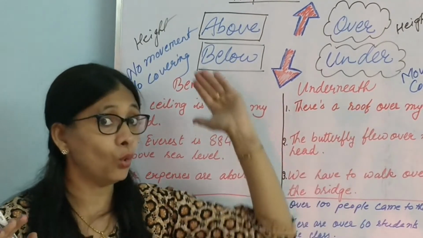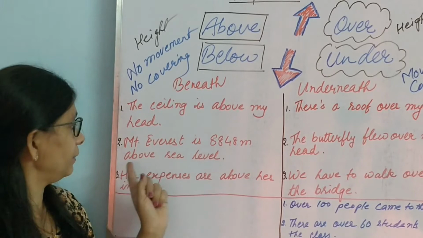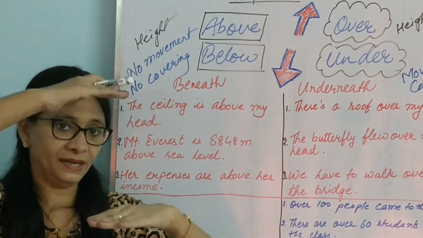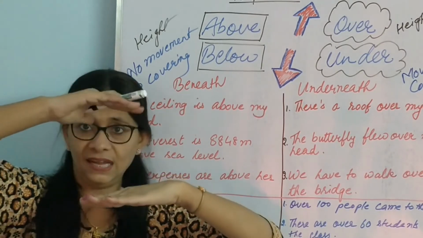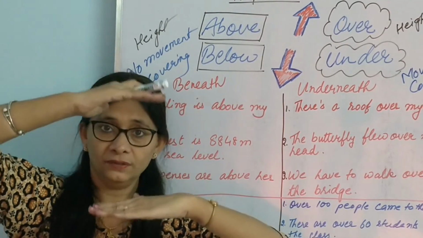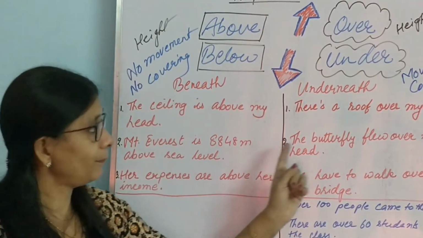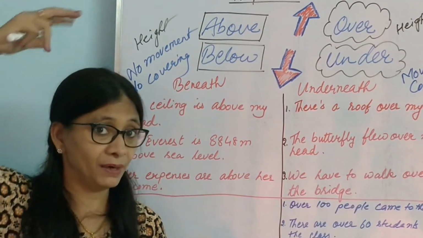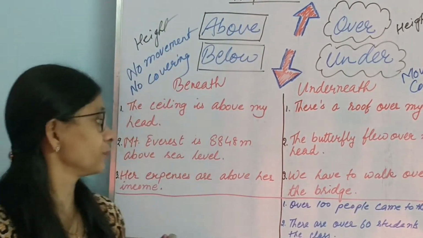There is a roof over my head. Mount Everest is 8848 meters above sea level. Then again here the concept of level is there. This is sea level, this is Mount Everest. So they are in their own individual position. So level. The butterfly flew over my head. The butterfly is moving around, so it will fly over.